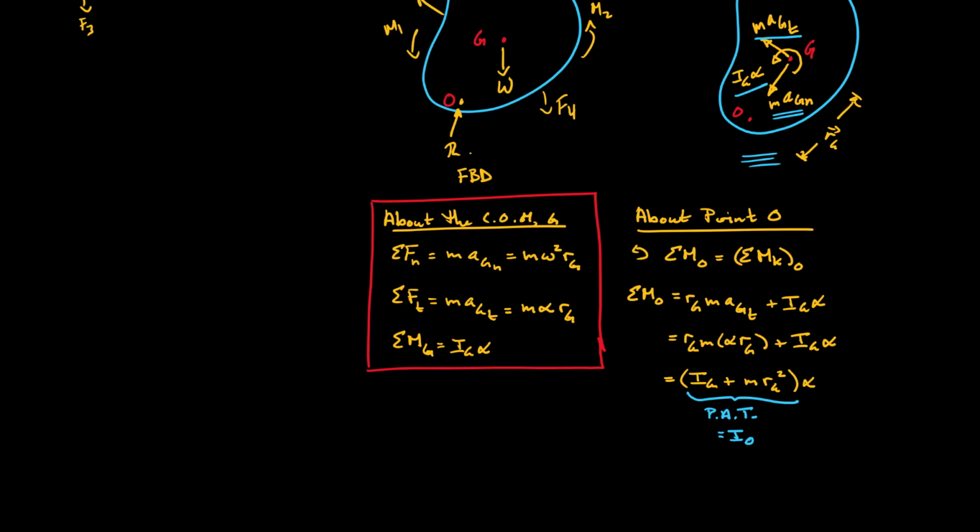So what we can say is that the sum of the moments about point O is equal to the mass moment of inertia about point O multiplied by alpha. So what we can do is add this as an alternate equation for the rotational equation of motion. We can use either or, whichever one is easier to use in a given case that we are looking at.